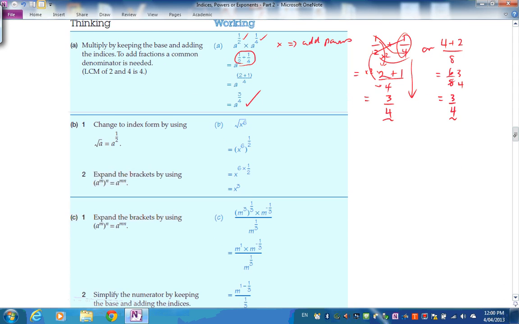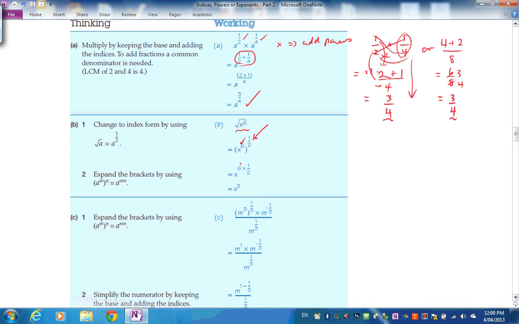Let's come down a bit here, the rest of these. What about this? Change this to an index or power form. The square root of x to the 6. Well, there's x to the 6, and what does square root mean? It means the half power. We just established that. So it's x to the 6 all to the half. That would give you the same result.